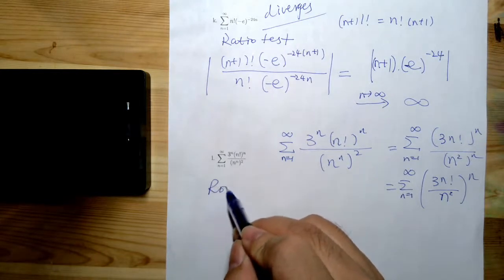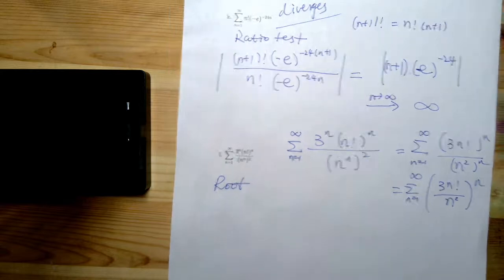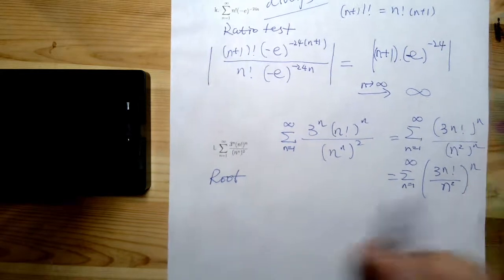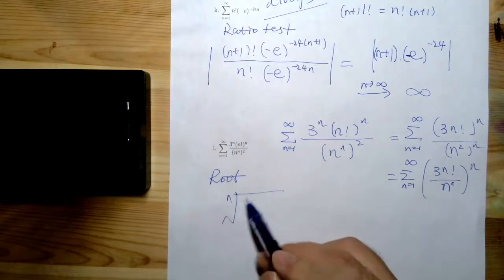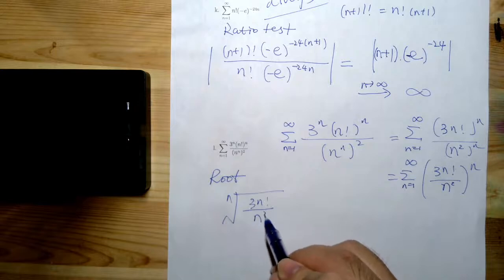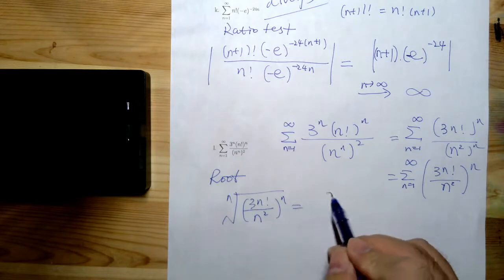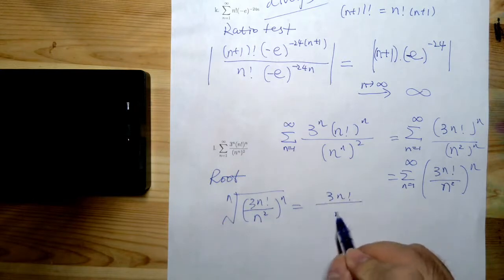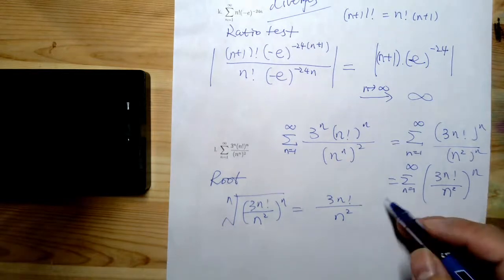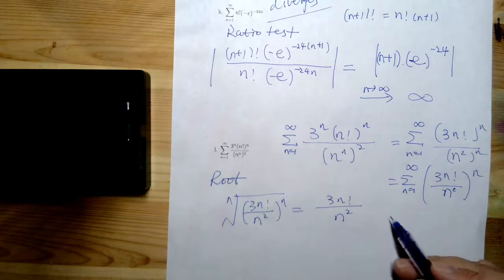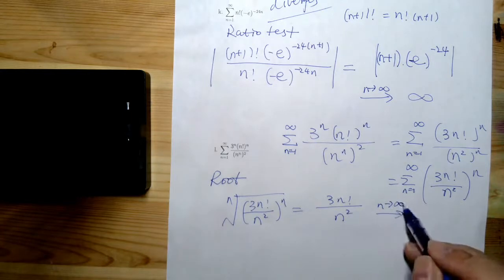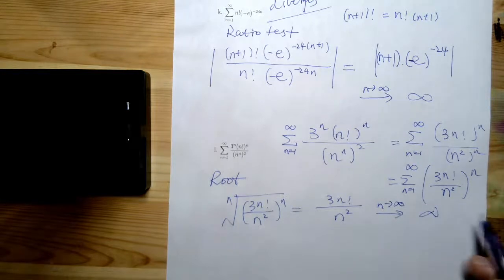So it will be good to use the root test because we can cancel this power of n. The root test is the nth root of this, (3n factorial over n^2)^n, and it turns out this is going to be 3n factorial over n squared. For this, as you can see, as n goes to infinity, this limit also goes to infinity.